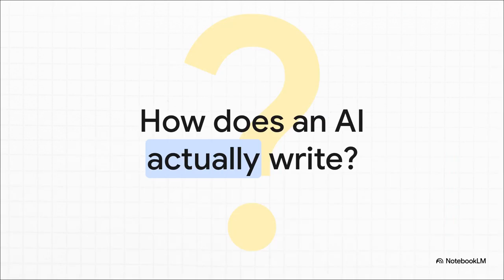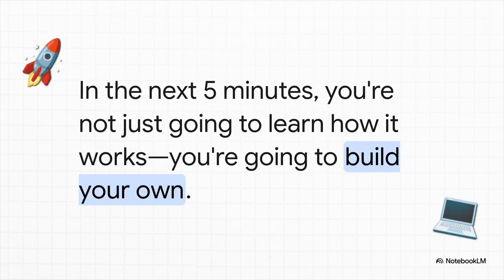Okay, so we've all seen it, right? AI spitting out incredible text, poems, code, you name it, in just seconds. But have you ever stopped and wondered, how does it actually do that? How can a machine predict the next word with what feels like, well, human intuition? All right, let's just dive in.